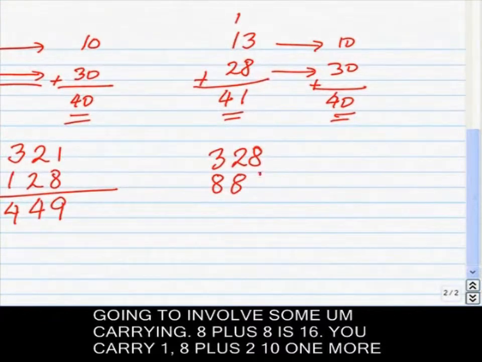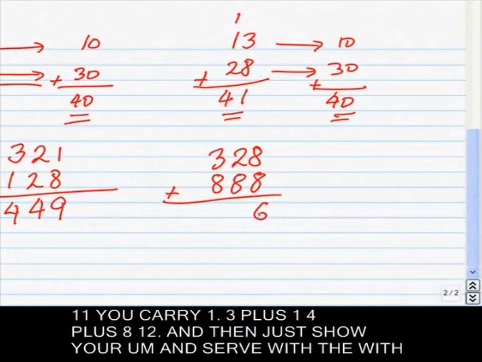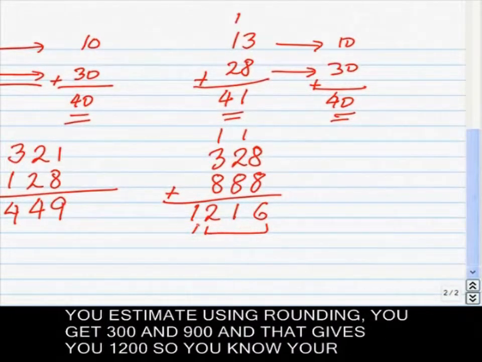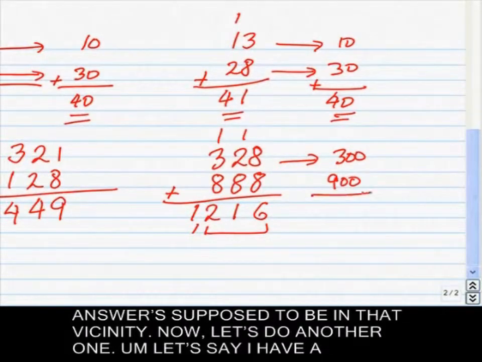Eight plus 8 is 16. You carry 1. 8 plus 2, 10. 1 more, 11. You carry 1. 3 plus 1, 4. Plus 8, 12. And then just show your answer with the comma, the way we learned before. 3 groups of 3, and then a comma. 1,216. When you estimate using rounding, you get 300 and 900, and that gives you 1,200. So you know your answer is supposed to be in that vicinity.